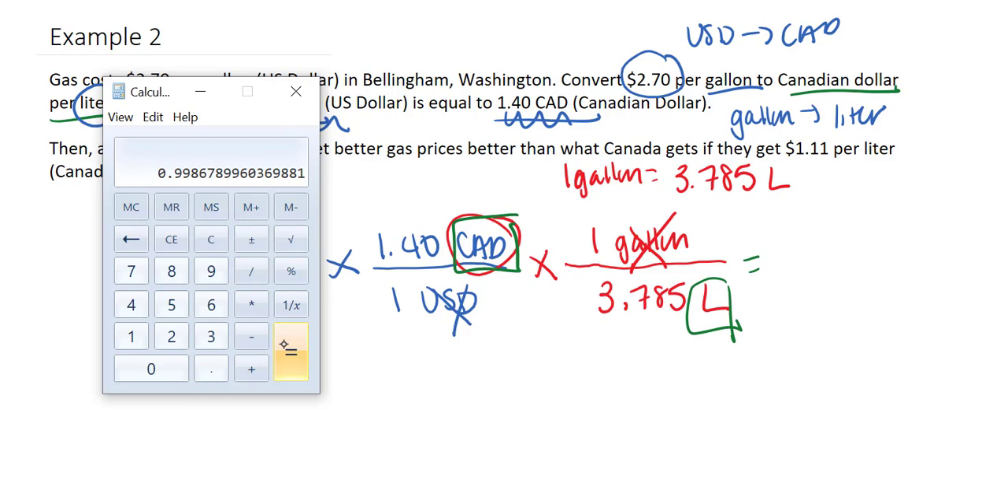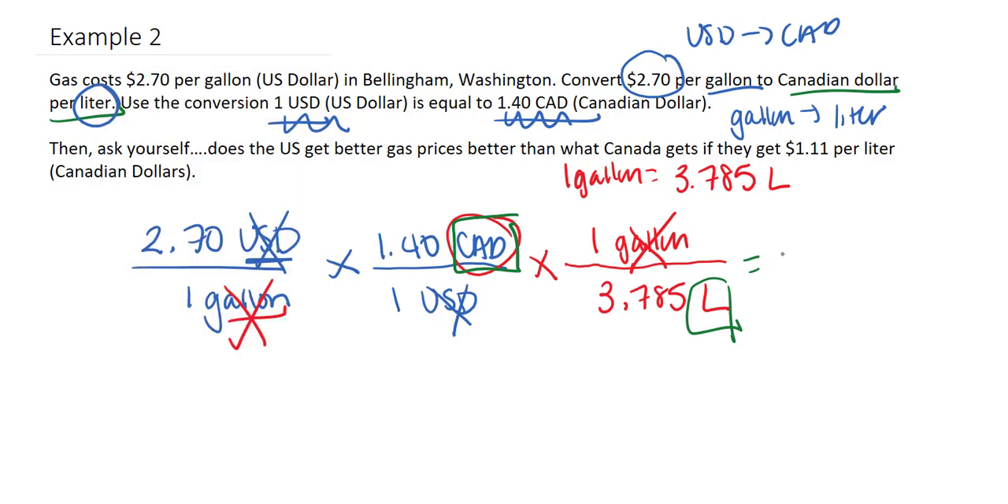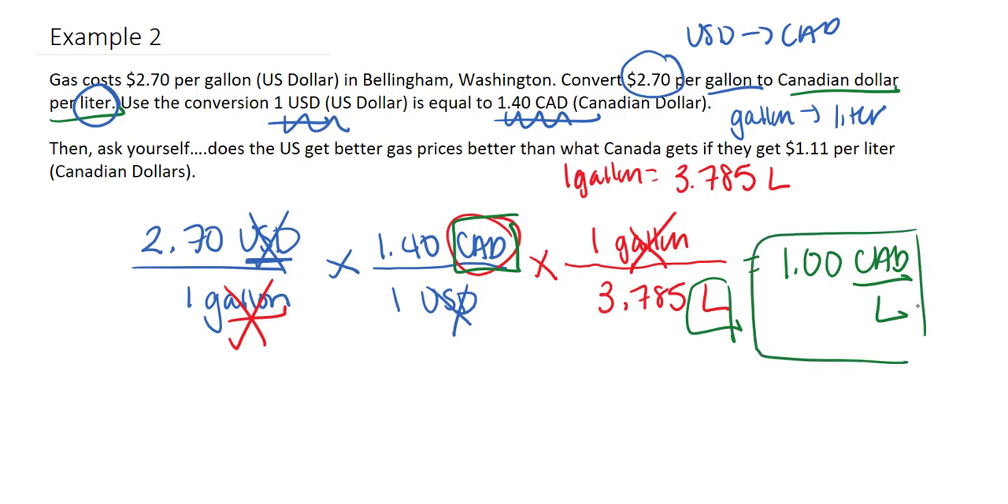We can even just round to a dollar. Because if we round to the nearest hundredth, that'd be a 0 because we'd have to convert. So let's just round to $1. So this is 1 Canadian dollar per liter. That would be the price if we were to pay in America with Canadian dollars per liter, rather than looking at it in US dollars per gallon.